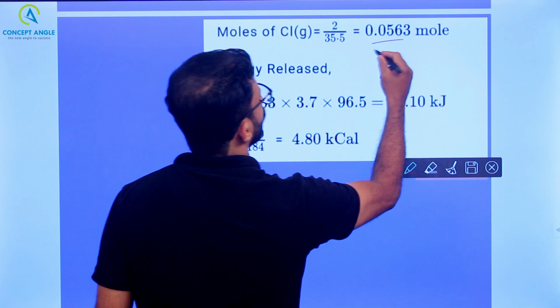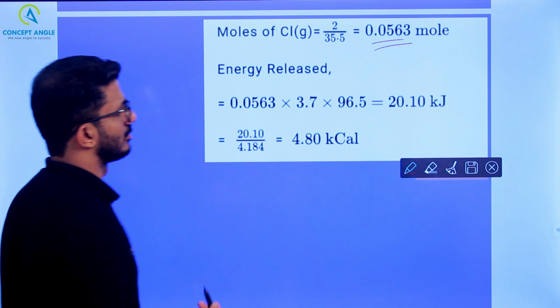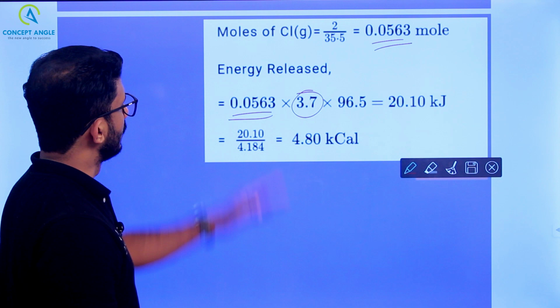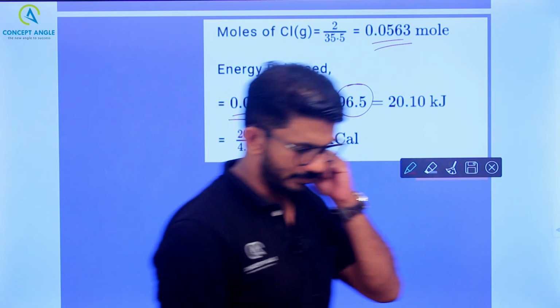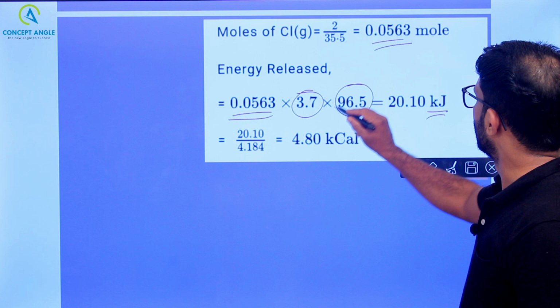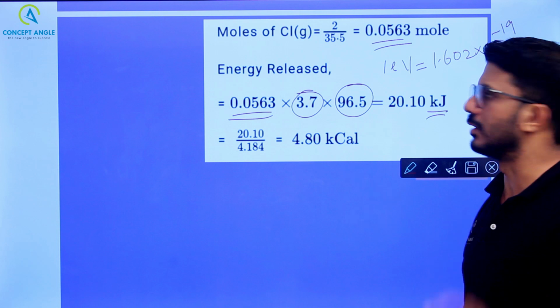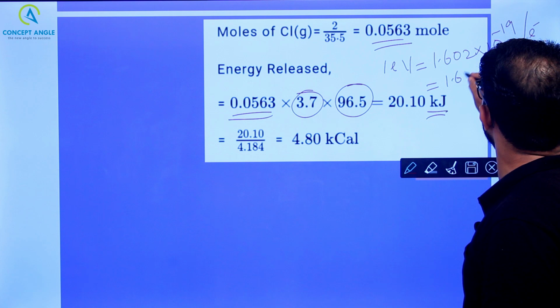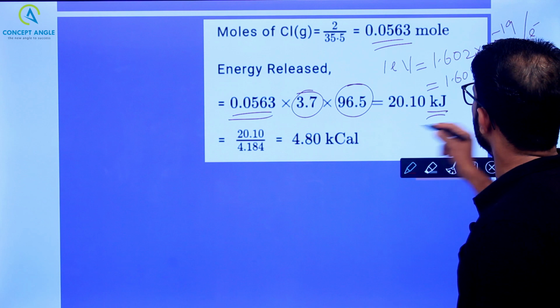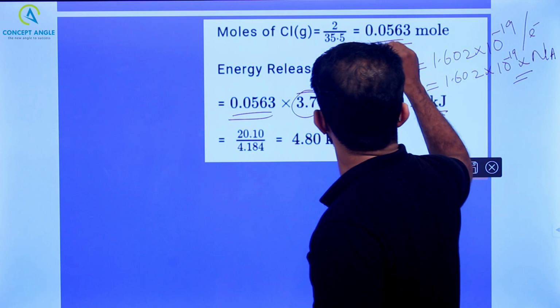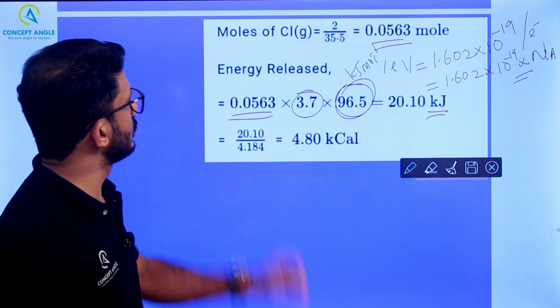Energy released for 1 mole is 3.7, so for 0.0563 mole, that is 0.0563 into 3.7. And why 96.5? That is to convert into joule, because 1 electron volt is equal to 1.602 into 10 raised to minus 19 joule per electron. So for 1 mole, that is 1.602 into 10 raised to minus 19 into Avogadro number, that is equal to 96.5 kilojoule per mole, which is the energy in joule.